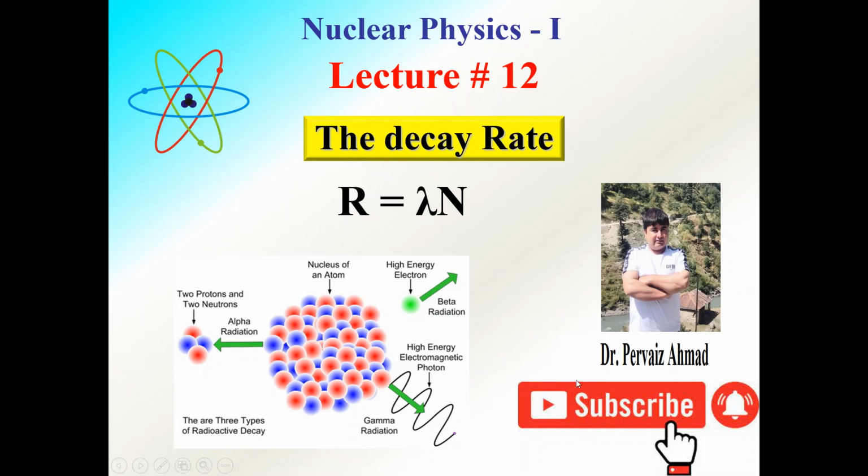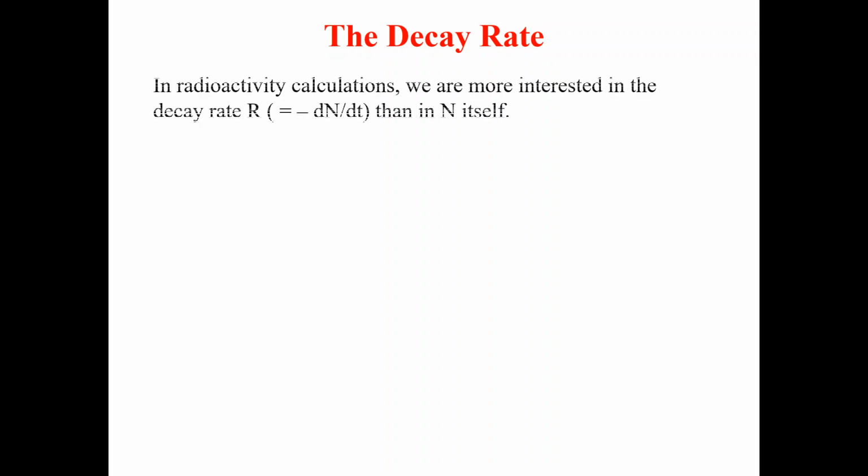Here is the mathematical relation for the decay rate, and that is given by R is equal to lambda N. So let's proceed towards today's lecture, that is the decay rate.